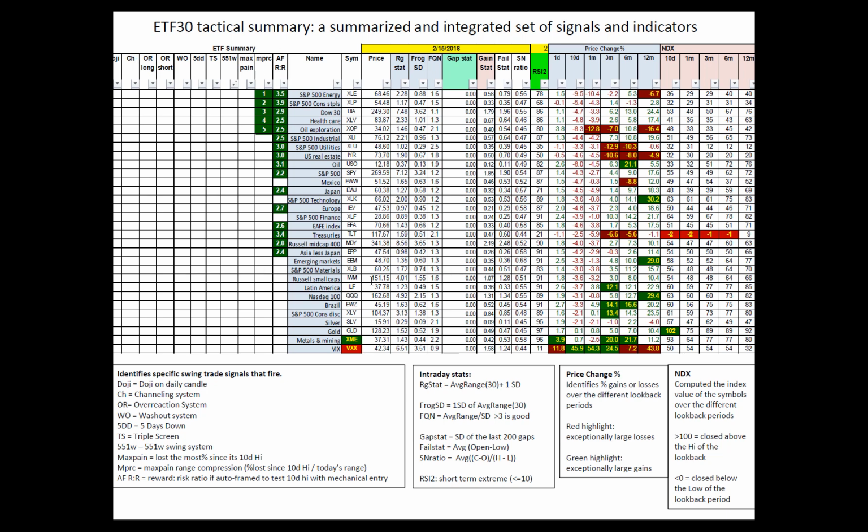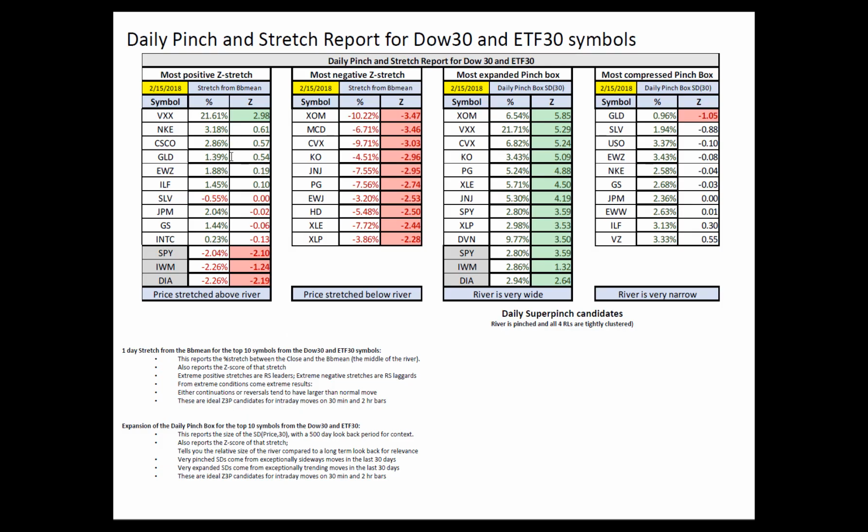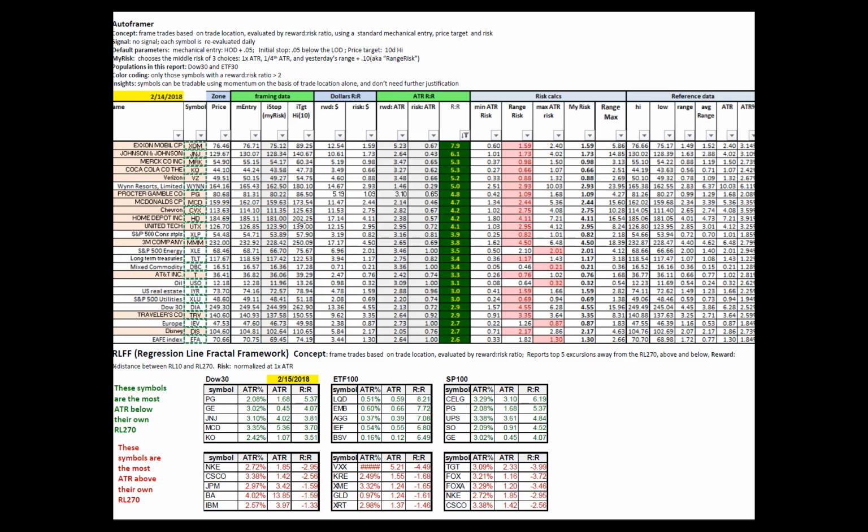Metals and mining, big winners today. Nike, Cisco, Gold, Brazil, Latin America, above their Bollinger Band mean. The negative stretchers: ExxonMobil, Chevron, Coke. And the compressed pinch boxes: oil, Brazil, Nike. Those are on my short list along with Mexico. Lots to choose from in the auto framer.